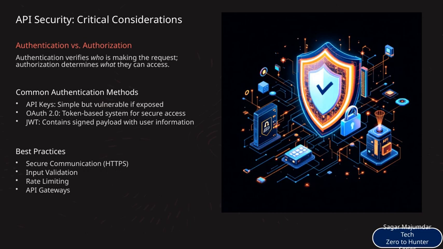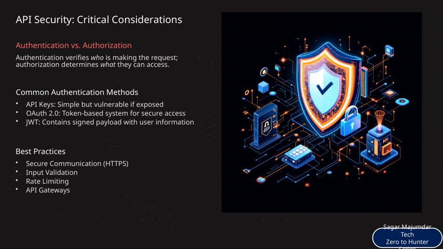First, it's important to distinguish between authentication and authorization. Authentication is all about verifying who is making the request, while authorization determines what they are allowed to access once their identity is confirmed. Both are essential for securing APIs effectively.